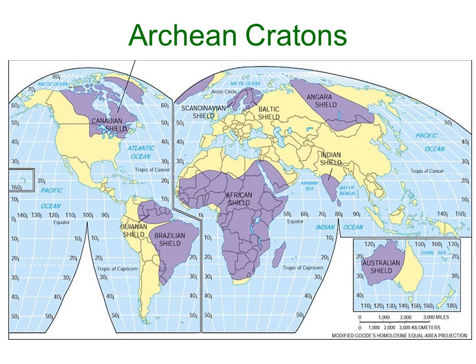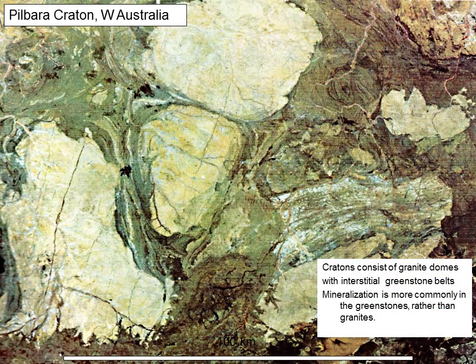But when you strip away the cover, as has happened in a number of areas, you can see that this early crust looks very similar wherever in the world you see it. This is a satellite view of the typical Pilbara craton in Western Australia, and it gives a good idea of the geological architecture of this old crust. The image covers an area of 140 kilometers by 10 kilometers.